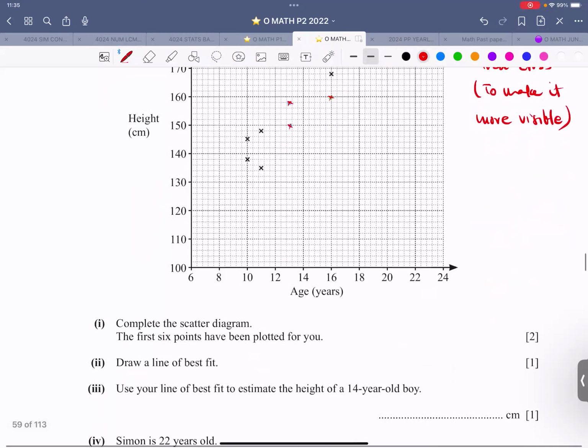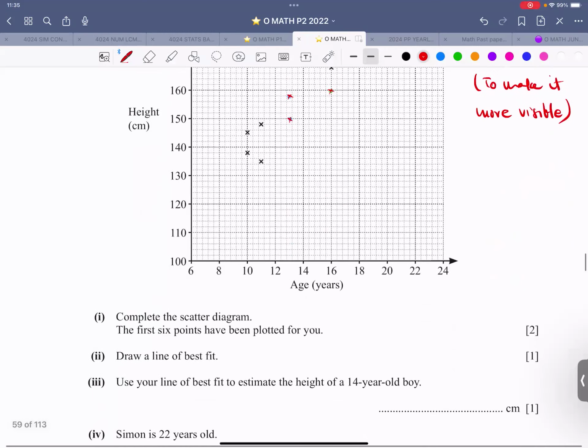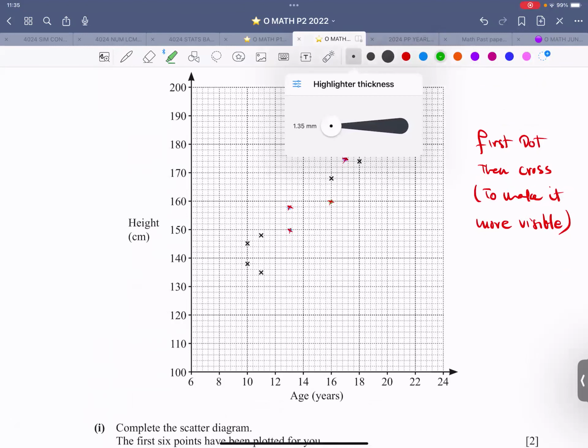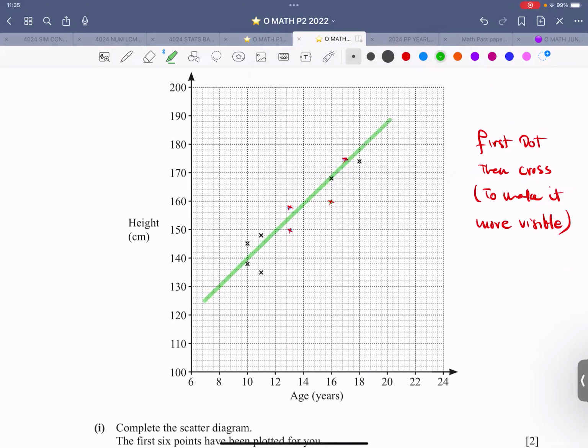Okay, so now draw the line, something like that. First of all, let me grab a green marker and draw the first line just randomly. 3 points above, 4 points below. Let me just make it better. Okay, this one, I think it's good enough.